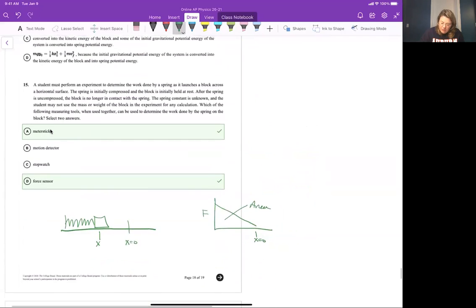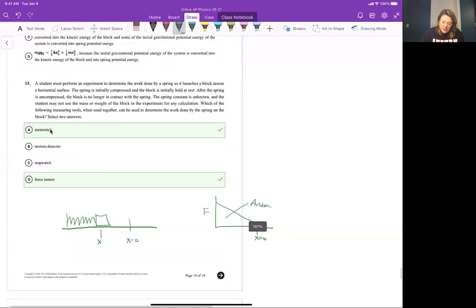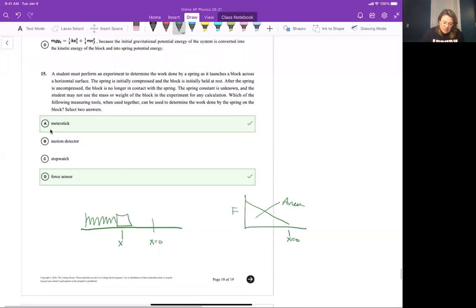Number 15 is a difficult problem. I've never been good at these, nor has most students. I know that you're at somewhat of a disadvantage because of lack of hands-on labs, but I'm just going to tell you these would have been hard even if you did hands-on labs.